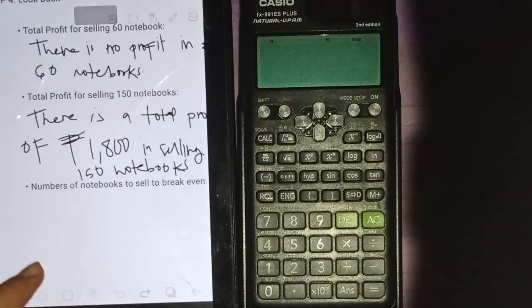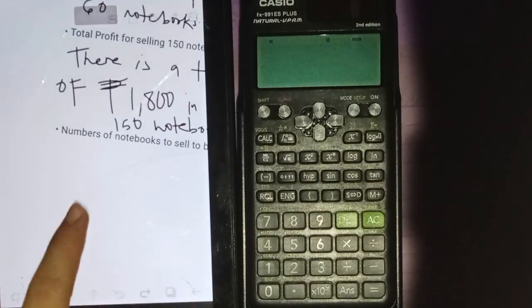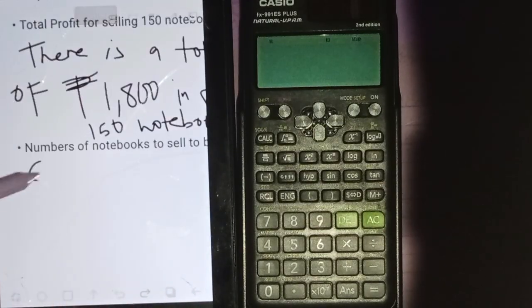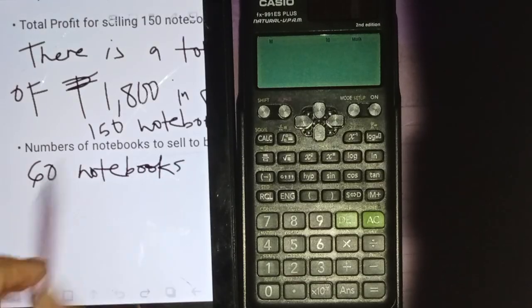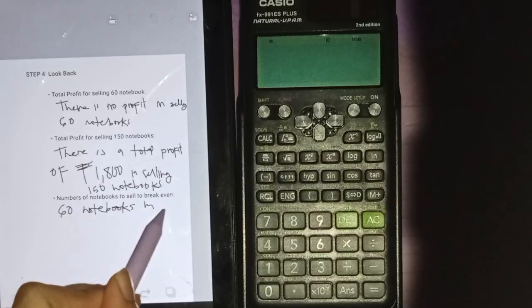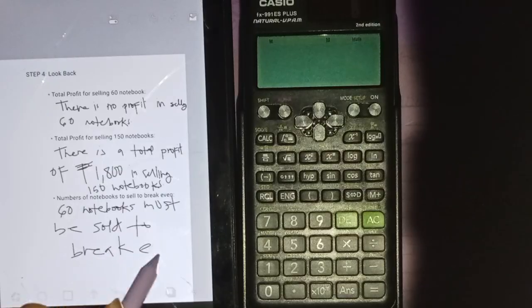Now, the number of notebooks to sell to break even is that 60 notebooks must be sold to break even.